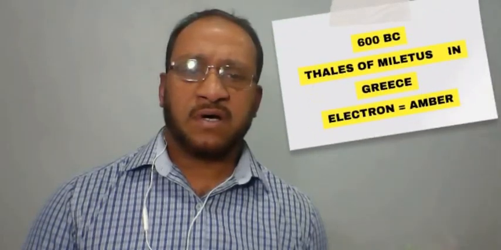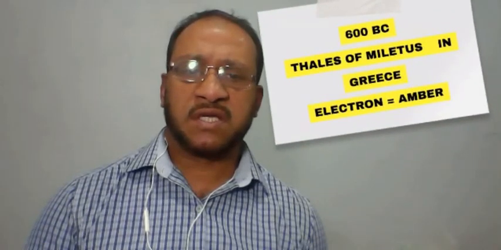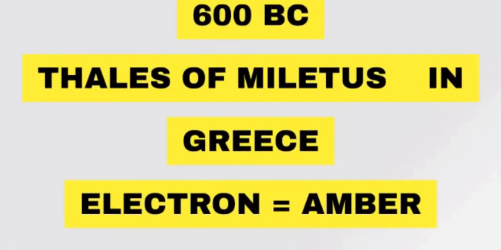The history of the discovery of static electricity is in 600 BC. In 600 BC, the person called Thales of Miletus in Greece discovered the phenomenon of static electricity from the material called amber. Actually, the words electricity, electron, electronics, the root word came from electron. Electron is the name of amber in Greek.